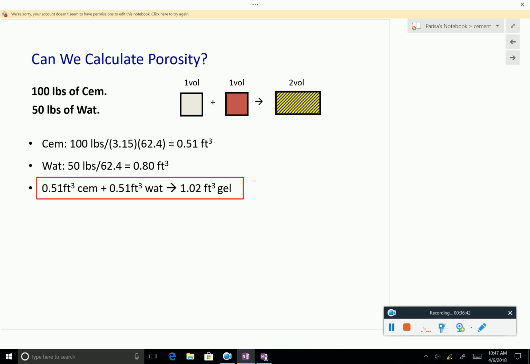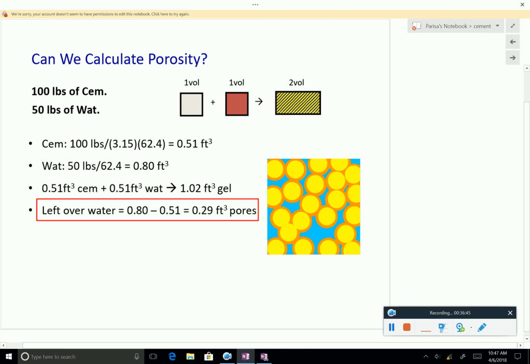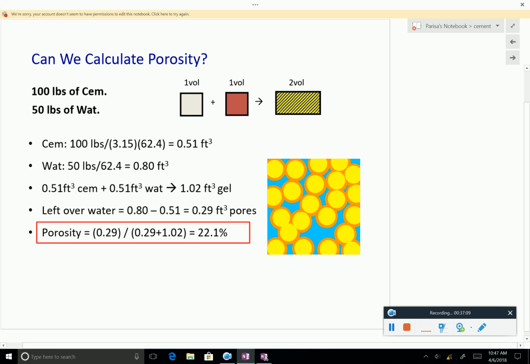So how much water will be left? Well, 0.8 minus 0.51. So that would be the pores in the cement paste. And if you divide the volume of pores by the total volume, you get the porosity. This is the total volume. You can write it like that, or you can write it like this. It's the same thing.